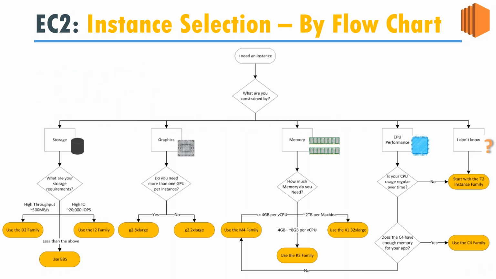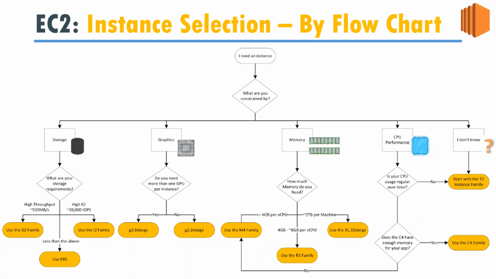You start at the beginning, you say that I need an instance, and what is the most constraining resource in your instance? Is it storage that is most constraining, or is it the CPU performance or the GPU performance, or is it the memory? So based on that, you go ahead and choose the appropriate instance type for you. For example, if storage is the constraint for you, is it a throughput optimized instance, or is it going to be a high IOPS requirement for your instance?